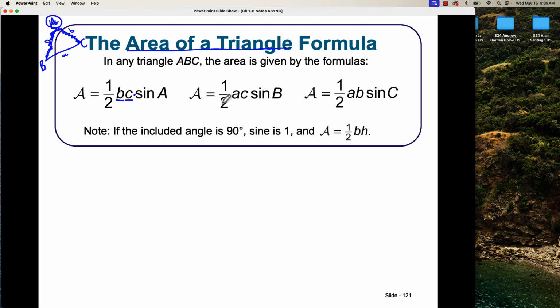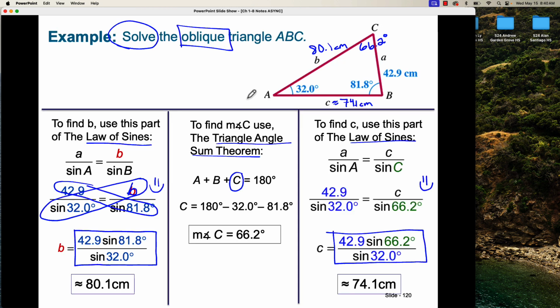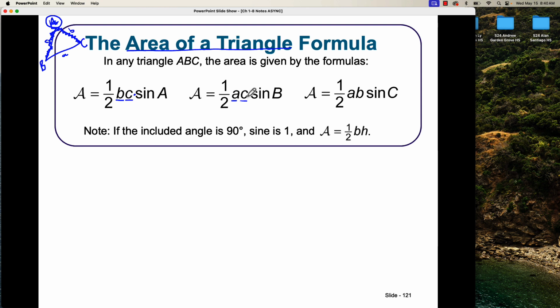All right, next one, area of a triangle is equivalent to 1/2 side length A times side length C times sine of the included angle B. Third one, area of a triangle is equal to 1/2 side length A times side length B times sine of angle C. And then back to our note.